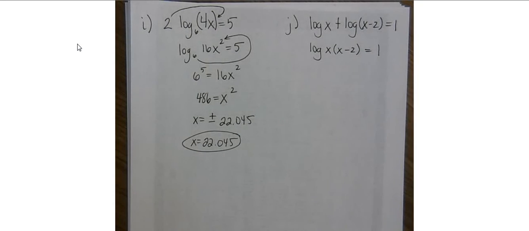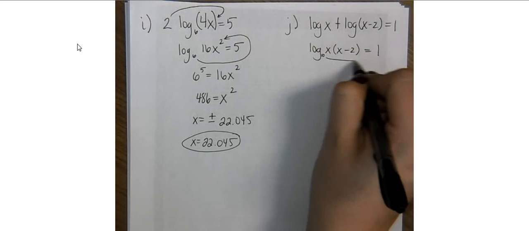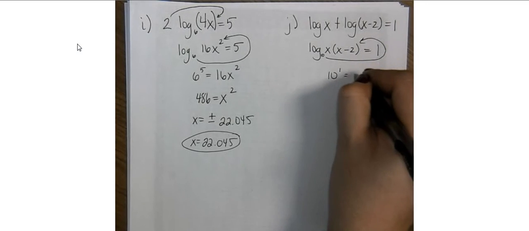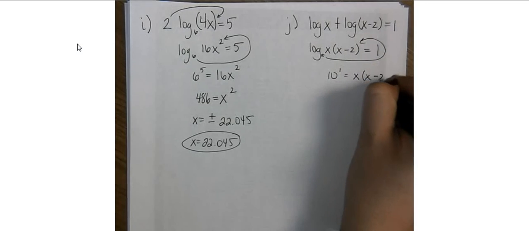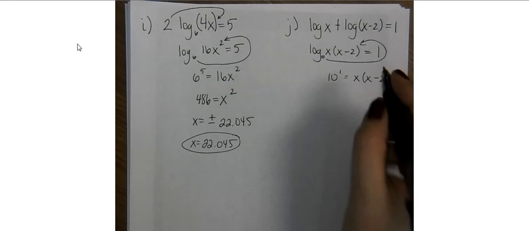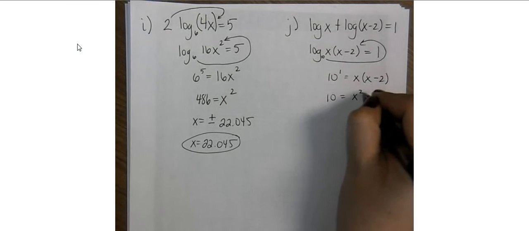At that point, you can then change it to exponential form. So right now, this is like log base 10. So this is going to give me 10 to the 1 equals x times x minus 2. And then you're going to want to distribute. So this is going to give you 10 equals x squared minus 2x.